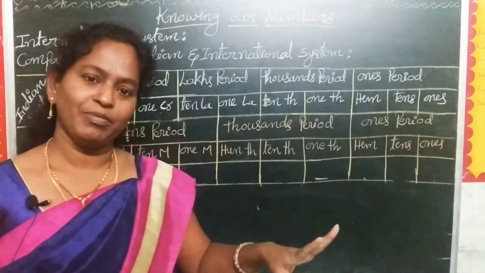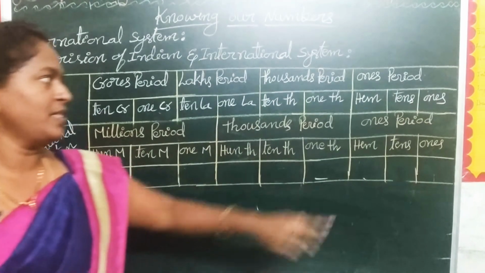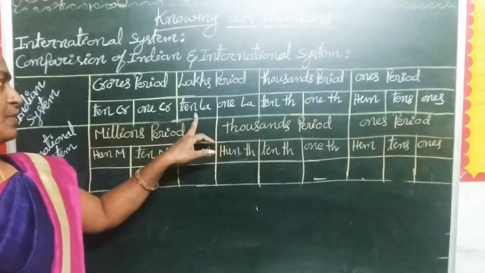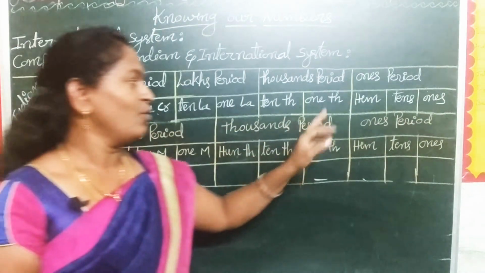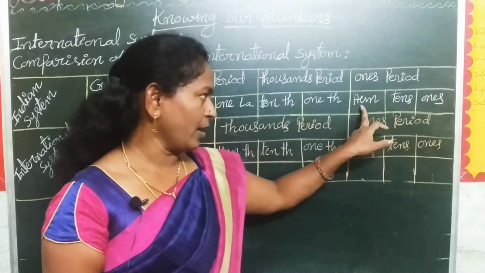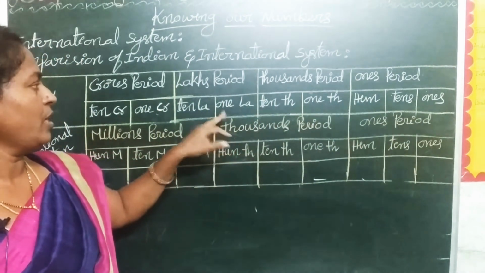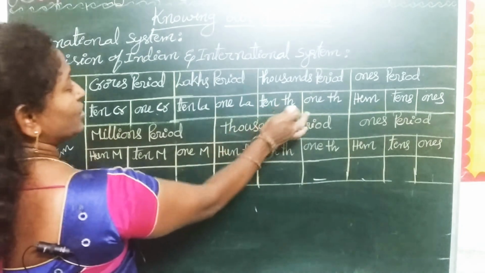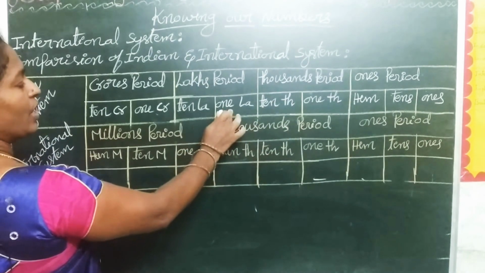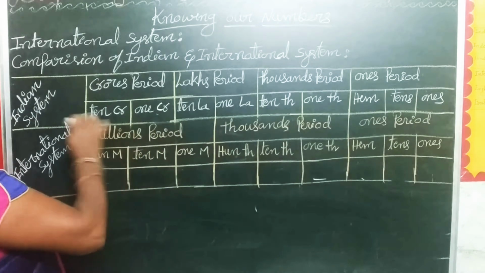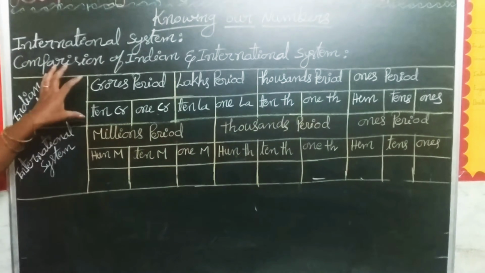In the Indian system of numeration we have 4 periods: ones period, thousands period, lakhs period and crores period. Okay, ones period means ones, tens, 100. Thousands period means 1000, 10,000, 100,000. Lakhs period means 1 lakh, 10 lakh. Crores period means 1 crore and 10 crore. Okay, this is the Indian system.